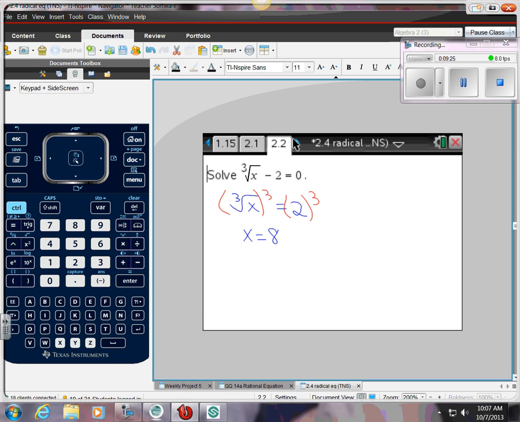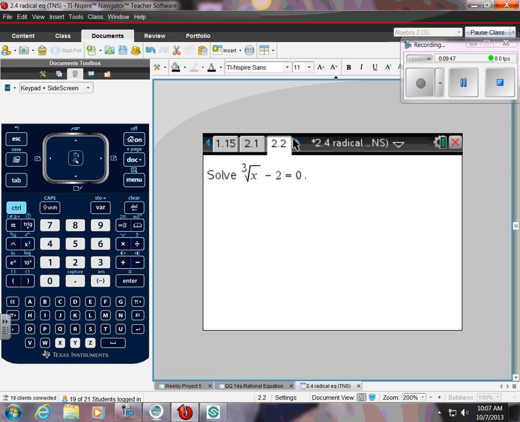No. I definitely said no. Okay, so we're going to check real quick. Cube root of 8 minus 2 equals 0. What's cube root of 8? What's 2 minus 2? Does 0 equal 0? So it checks. Okay? So that's a good question.